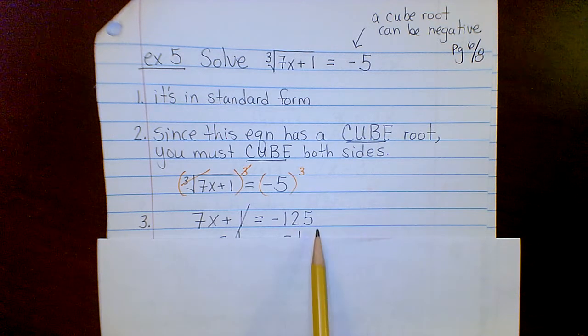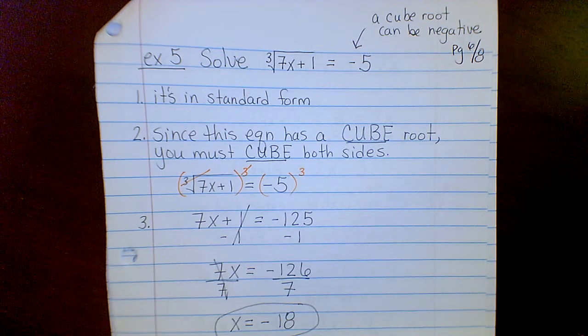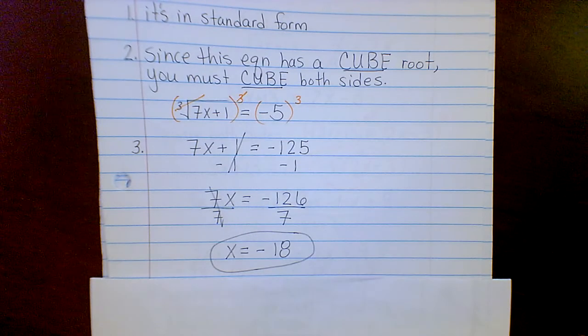Step 3 is to solve that equation. All right, I'm just going to subtract 1 and then divide by 7. So I get negative 18. That wasn't too terrible.